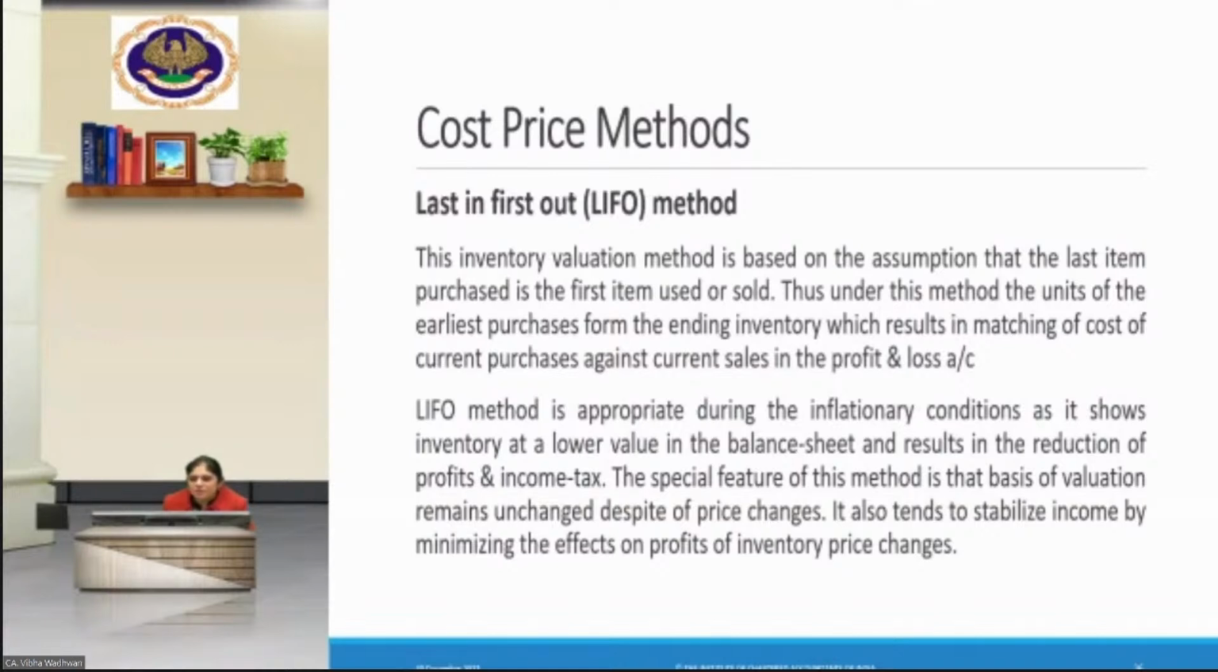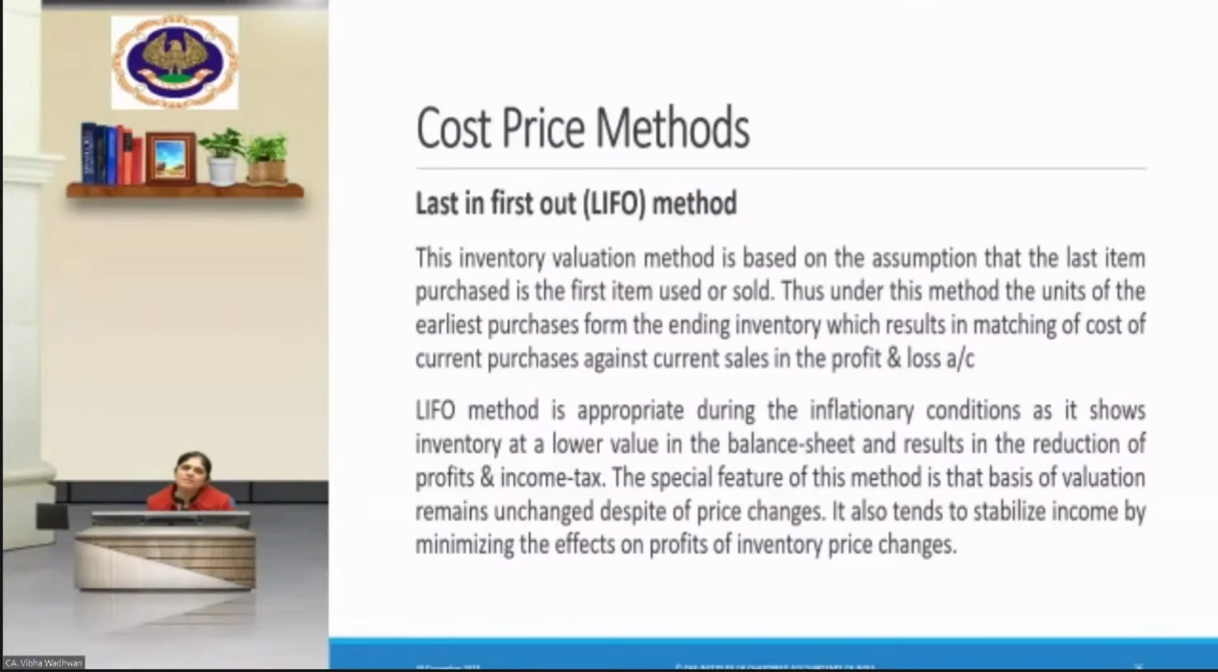Thus, under this method, the units of the earliest purchases form the ending inventory. Earliest means the oldest. Clear? So like I explained, the milk packet which I purchased yesterday will form the ending inventory or the closing inventory, which results in matching the cost of current purchases against current sales. So what is the idea behind it? The packet which I purchased today must be at the latest market price, and that I'm issuing to the production. So the current market price will be in the cost of production.